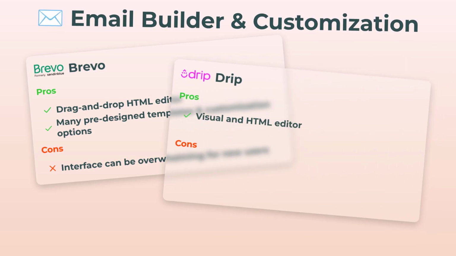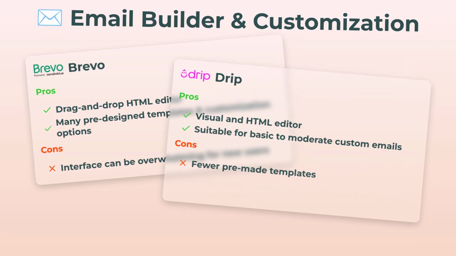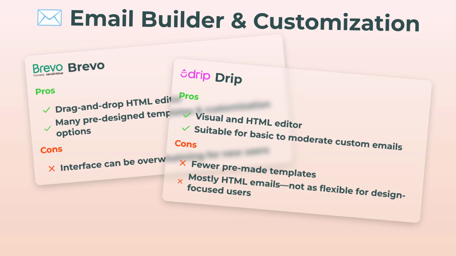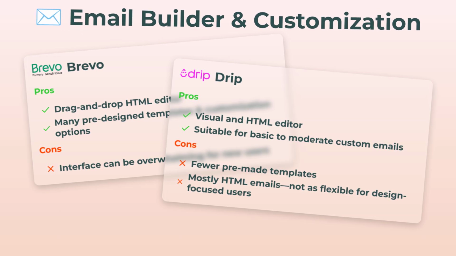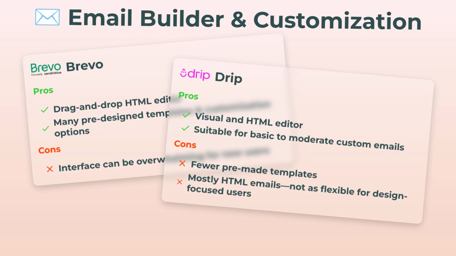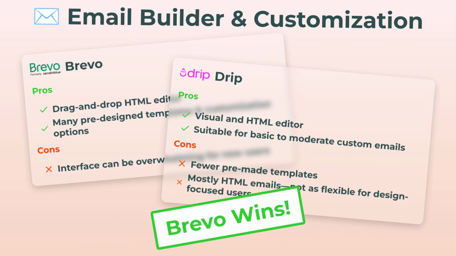Drip, on the other hand, keeps it more middle of the road. Their visual and HTML editor get the job done. Fine for basic or moderate customization. But if you're after gorgeous, pre-made templates, or want to go wild on branding, Drip feels a bit, well, limited. Brevo absolutely takes the cake here.